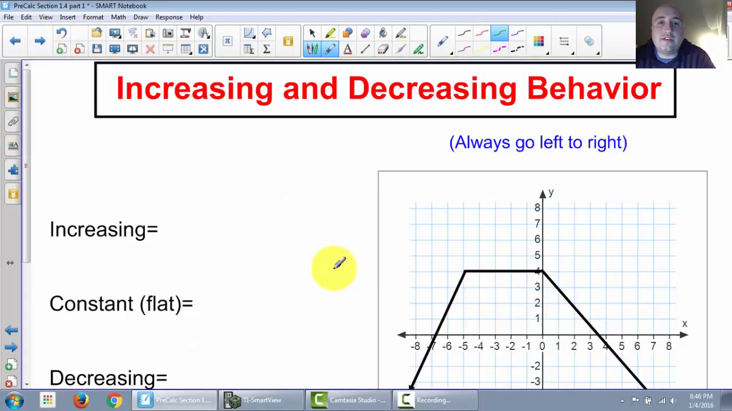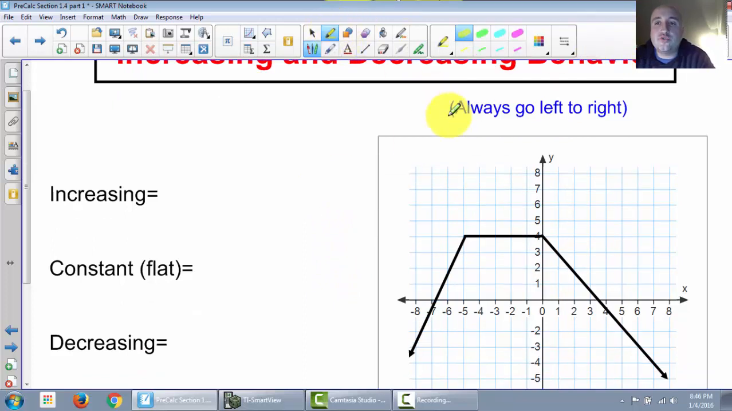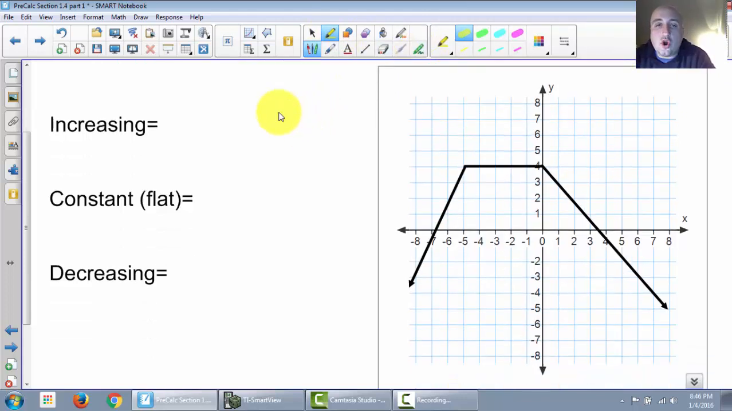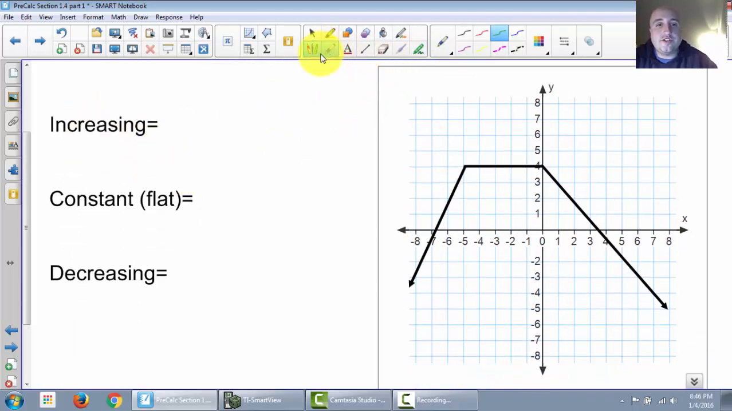All right, so what does it mean to have an increasing or decreasing behavior? Because we always read from left to right, we read our math graphs from left to right. So we want to know where this particular graph is increasing. So I'm going to start on the left, with the arrow going to the left. It's starting at negative infinity, and it's going up to what x value? It's going up to, if you notice, negative 5, where it stops increasing. So from negative infinity to negative 5, the graph is increasing.